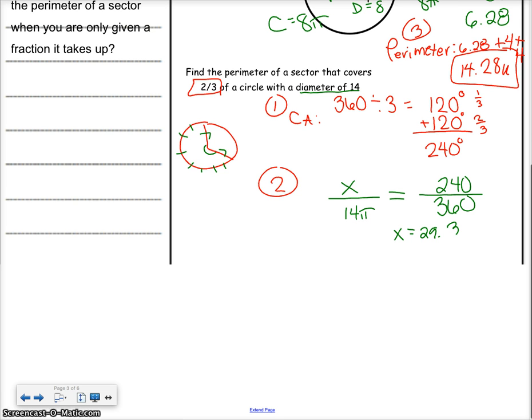I only figured out arc length. 29.3 is on the outside. So the third thing you have to do is find the actual perimeter. So my perimeter is, yes, that 29.3. Whoops, that's really bad and off scale. But that's not around the shape. I have to go around the shape. So it's 29.3 plus my radius, 7, plus my other radius, 7.